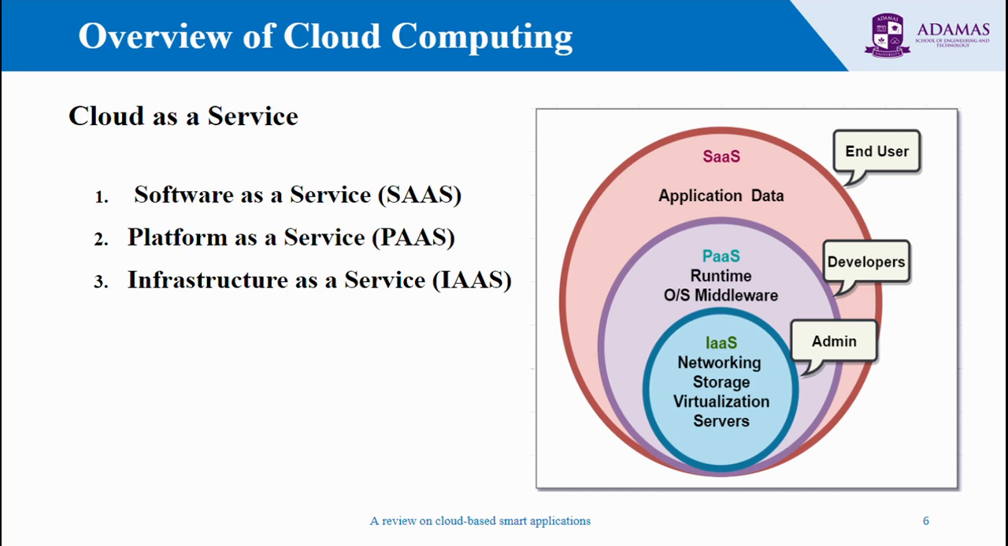Thirdly, we have infrastructure as a service, IaaS. This distribution of virtualized network and resource is handled by this service model. Customers can use IaaS to build their own virtual cluster on which to deploy, control, and run their own software stack. For example, Amazon EC2, Google Cloud, Microsoft Azure, etc.